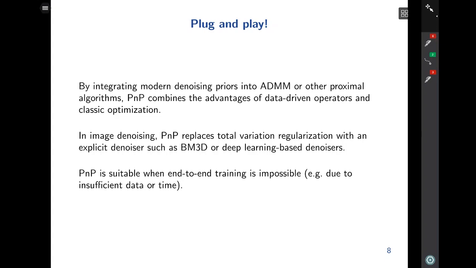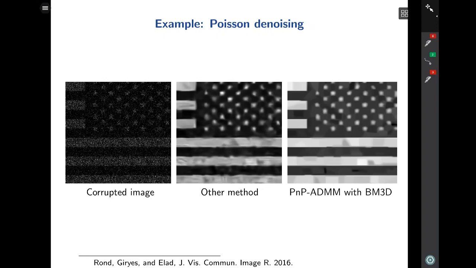Let me show you a few of the strong empirical results presented in prior works by other groups. Rond et al. consider the setup of Poisson denoising, where an image is corrupted by Poisson noise. While other existing methods can perform image recovery and get a decent image, plug-and-play ADMM with the modern denoiser BM3D performs a much cleaner recovery.